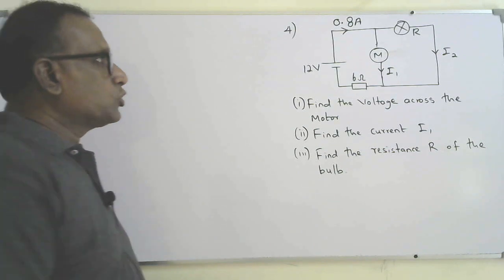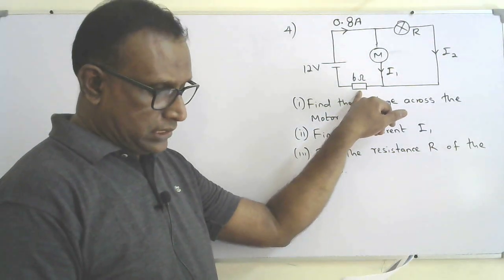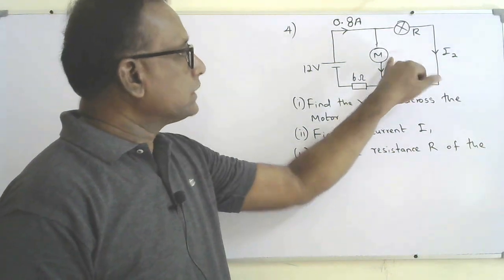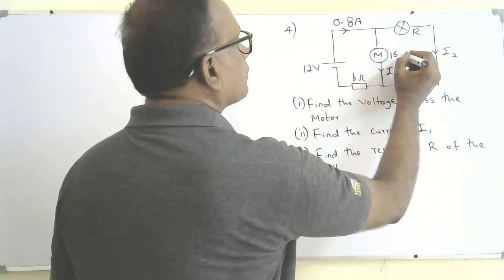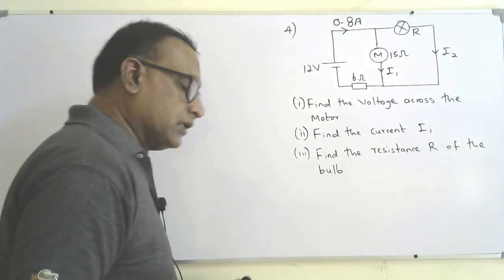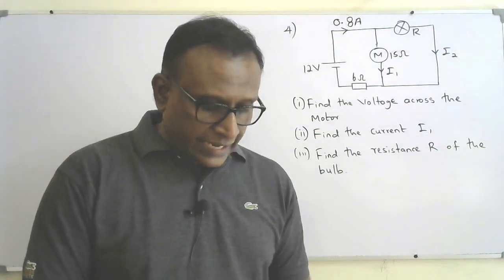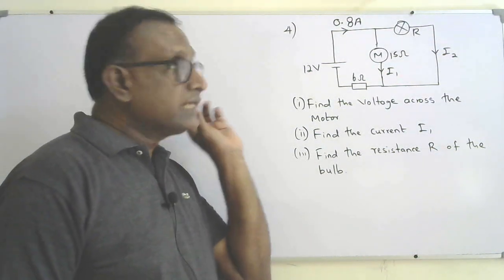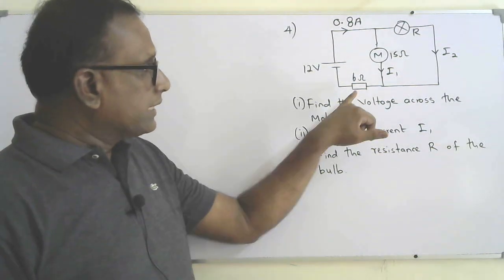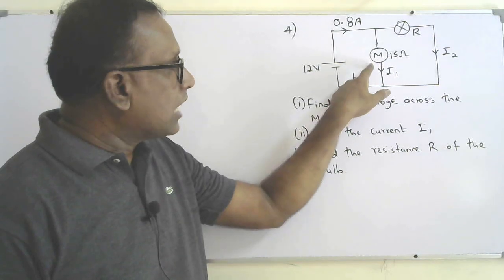Okay, so this is the fourth question. 3 different components: a resistor of 6 ohms, a motor of resistance 15 ohms, and a bulb of resistance R are connected like this. Okay, now we'll analyze again. Last lesson also I analyzed it. Again I'll analyze it. How are they connected? The motor and this resistance, how are they connected?